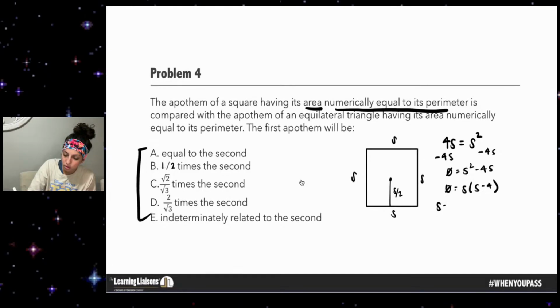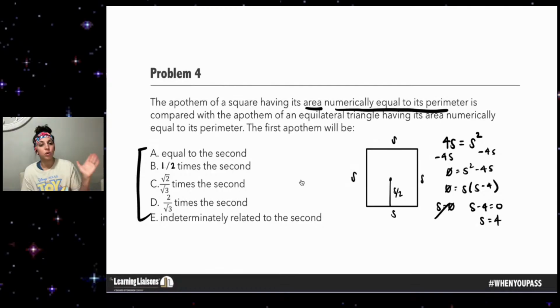And now set them both equal to 0. So the side of a square cannot equal 0. So that answer is out. But the side of a square can equal 4, and that makes sense. 4 times 4 is 16. 4 plus 4 plus 4 plus 4 is 16, which means that the apothem equals 2.